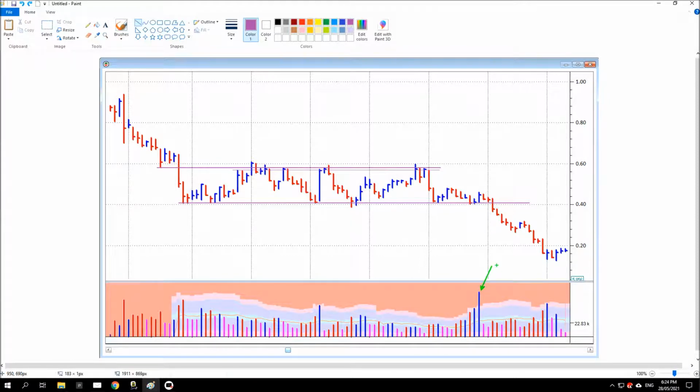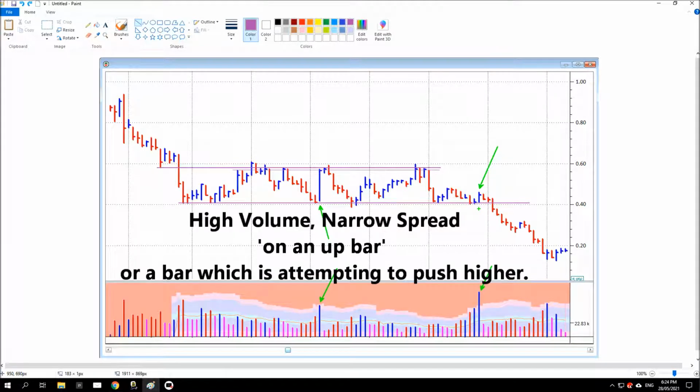Always look for an increase in volume, and volume and spread should generally correlate. High volume, wide spread, like this. But what happened here? High volume, narrow spread. That's an anomaly. That's when you should think carefully about what's happened in the market.